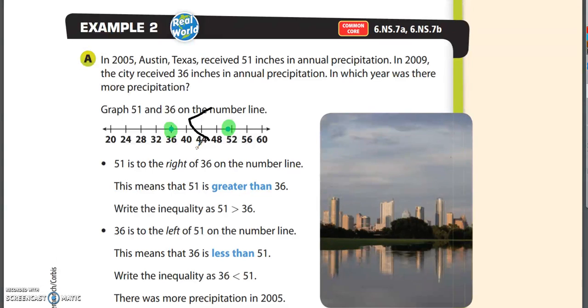Now, if we read this from left to right, it would be 36 is less than 52. If we reverse those numbers, we would have to say 52 is greater than 36. And I'm saying 52, it's actually supposed to be 51. Either way, they're both greater. All right, let's go ahead and move on.